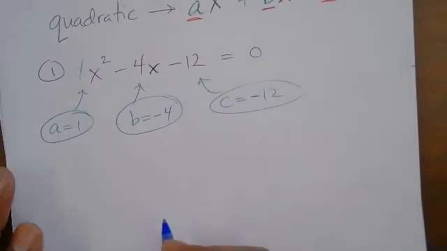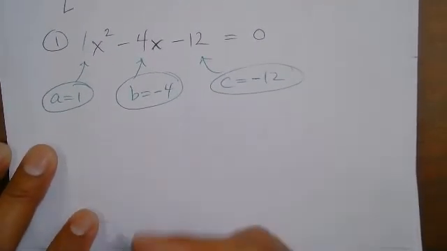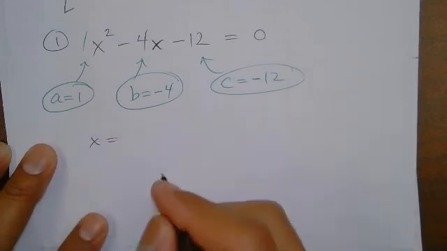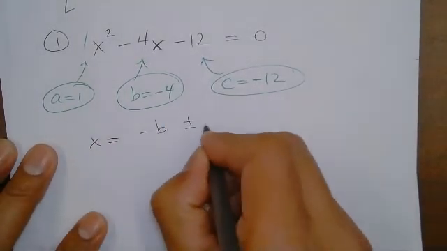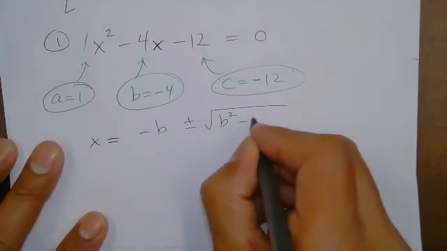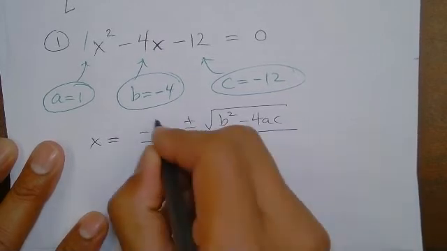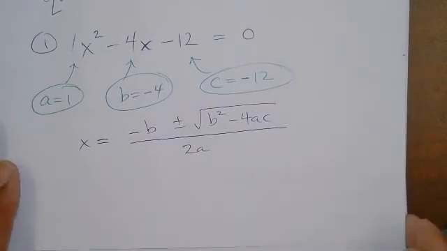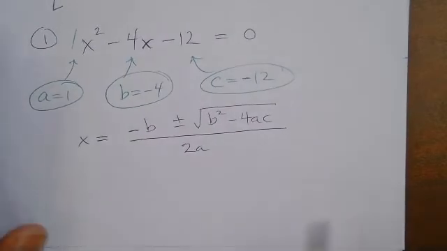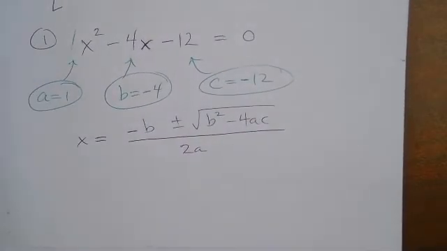All right, now let's copy the formula down. What is that formula again? X is equal to negative B plus minus square root of B squared minus 4AC all divided by 2A. That's the formula, right? Yeah, this is the formula you got to use.